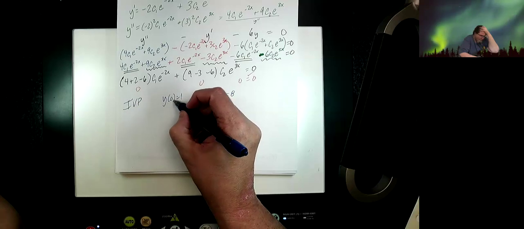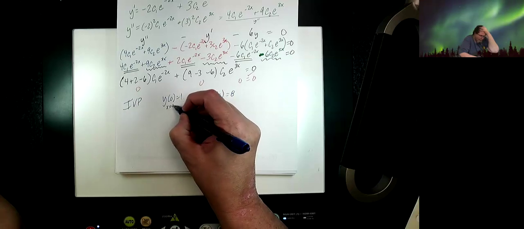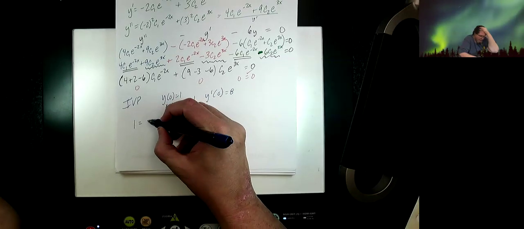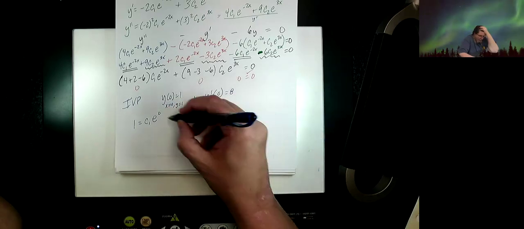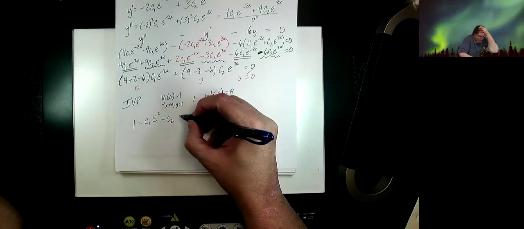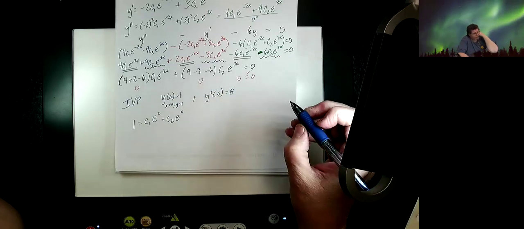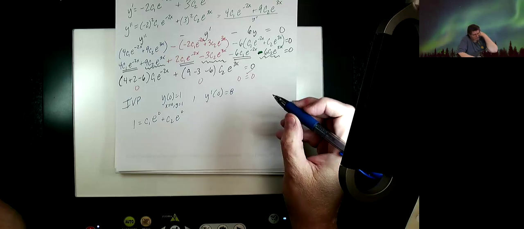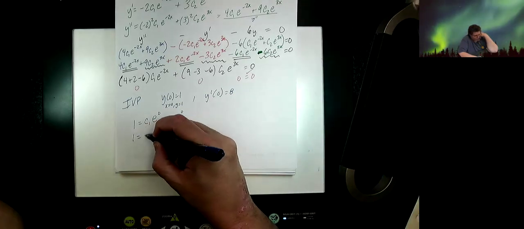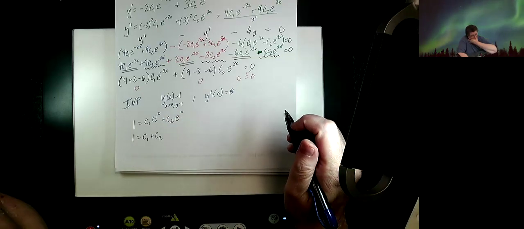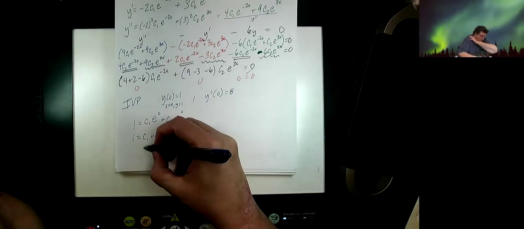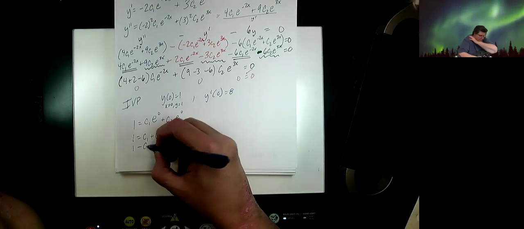If I apply these, I've got y of 0. This is when x equals 0, y equals 1. This generates 1 equals C1 e to the 0 plus C2 e to the 0. Which gives me 1 equals C1 plus C2. Or 1 minus C1 equals C2.